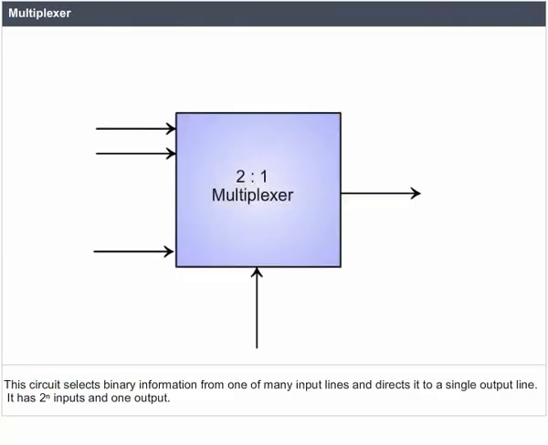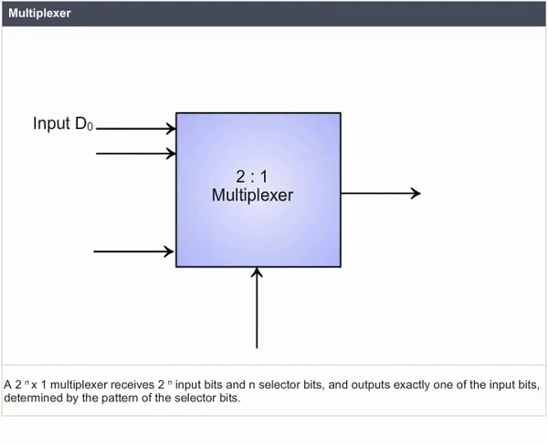Multiplexer. This circuit selects binary information from one of many input lines and directs it to a single output line. It has 2^n inputs and 1 output. A 2^n into 1 multiplexer receives 2^n input bits and n selector bits and outputs exactly one of the input bits determined by the pattern of the selector bits.